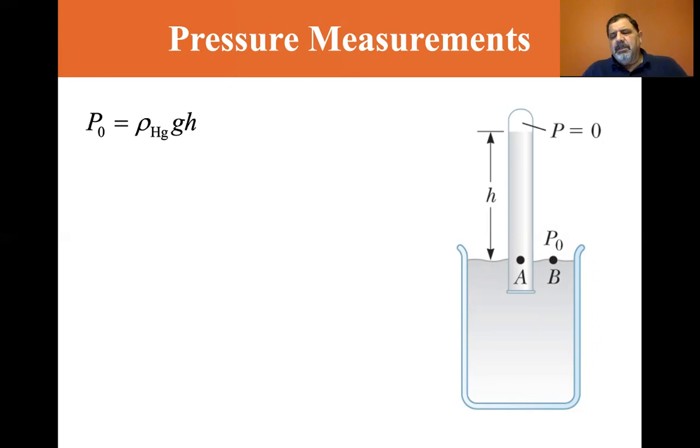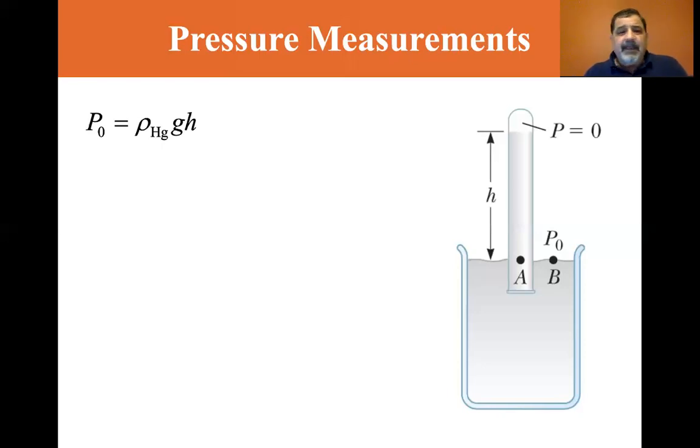It's pretty close to a vacuum, and so the atmosphere pushes down on the open part where you see the P0 at B. A and B are at the same pressure. If they weren't of equal pressure, there would be flow. But since there is no flow, A and B are at the same pressure. So the pressure of the atmosphere on the mercury bath is the same as the pressure P0, which is the density of mercury times g, the gravitational acceleration, times the height of the mercury.